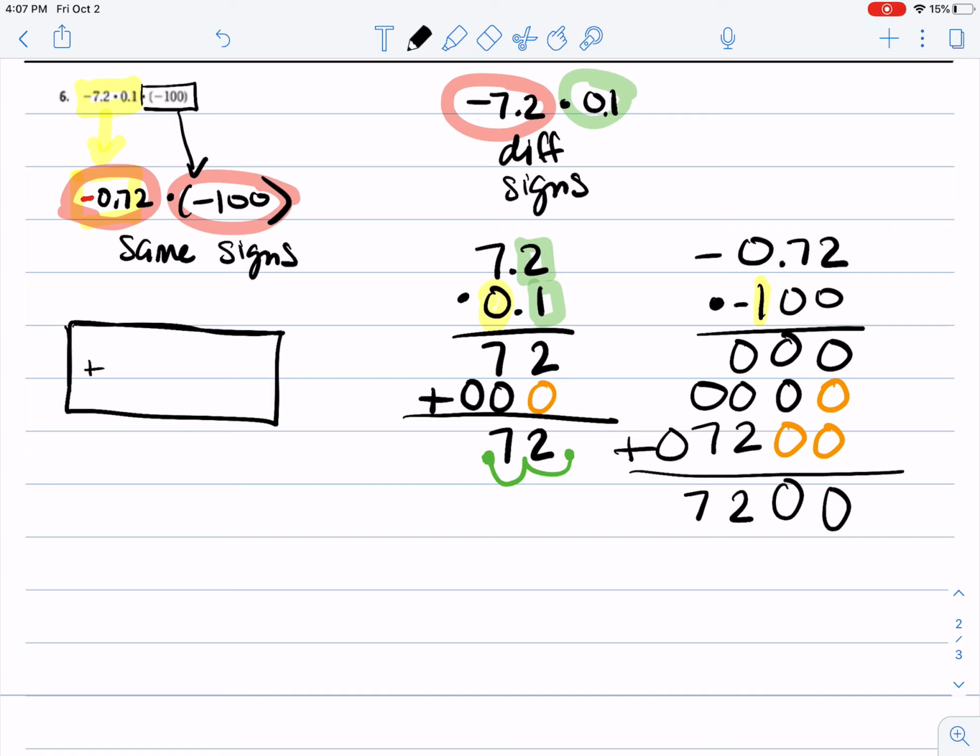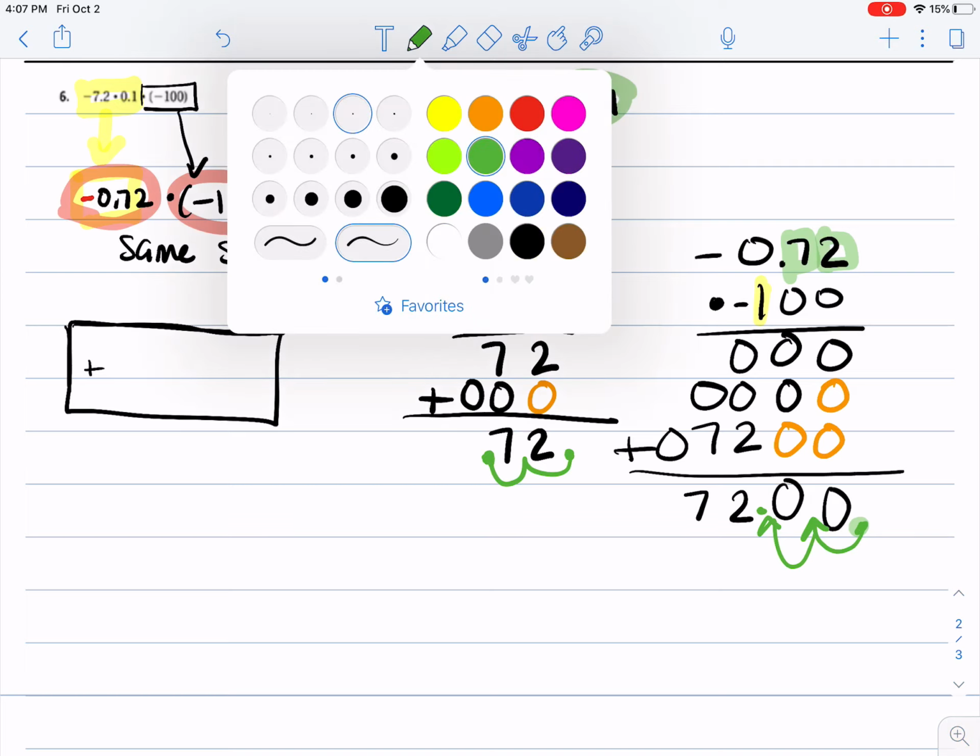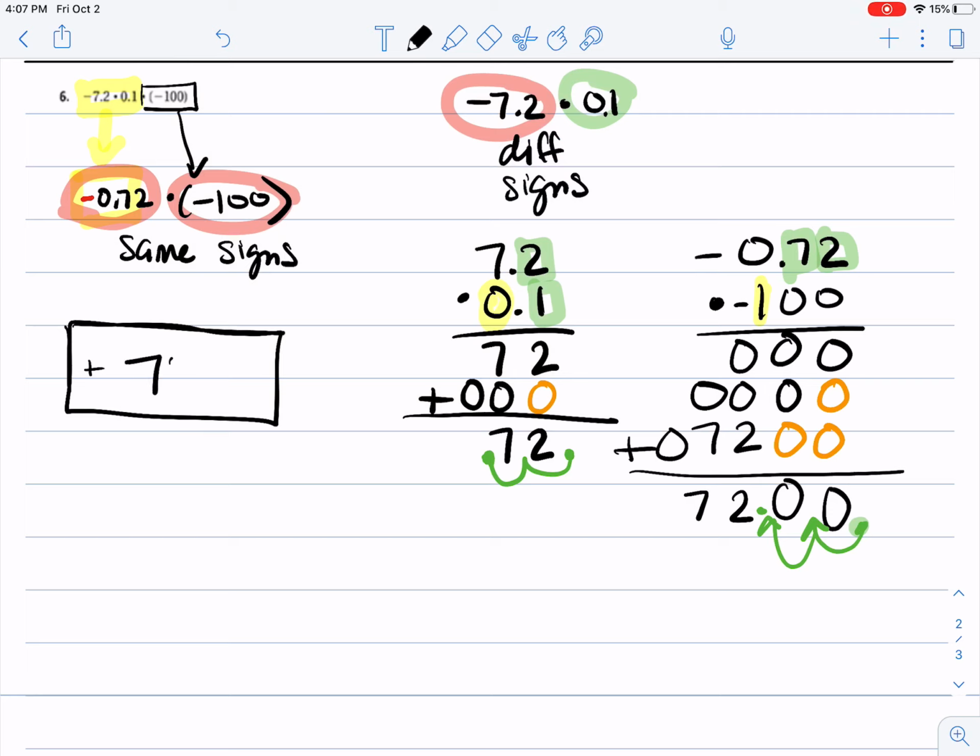Okay, so let's see. We have two numbers to the right of the decimal point, and then the second one doesn't have anything. So we just need to move this 2 spaces over. 1, 2, and the decimal point ends up behind the 2. That gives me 72 as my answer.